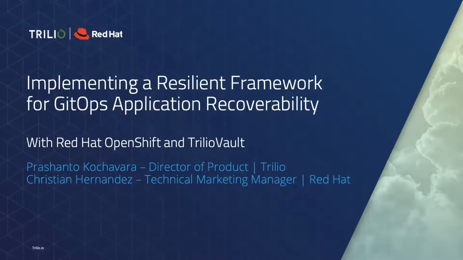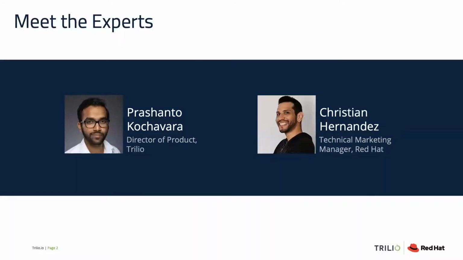Good morning, good afternoon, and good evening, everyone. A very warm welcome to all of you. Today, we are going to be talking about implementing a resilient framework for GitOps application recoverability with Red Hat OpenShift and TrilioVault. I am Prashanto Kochavara, Director of Product, and joined with me is Christian. Christian, do you want to introduce yourself? Yeah, Christian Hernandez, Technical Marketing Manager here at Red Hat.